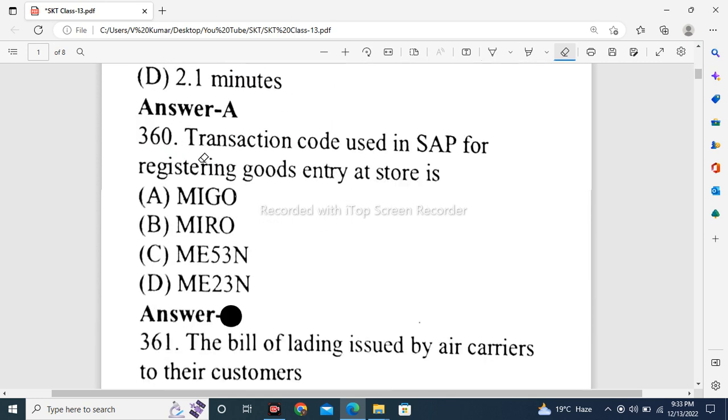नेक्स्ट है, ट्रांजैक्शन कोड used in SAP for registering goods entry at a store is A MIGO, B MIRO, C ME53N, D ME23N. इसका आंसर है A MIGO. Transaction code used in SAP for registering goods entry at a store is MIGO. Answer A.